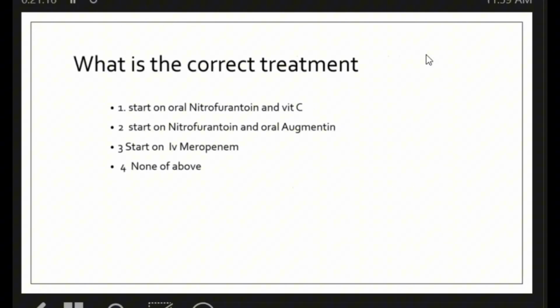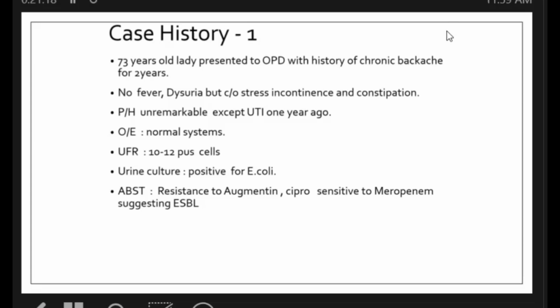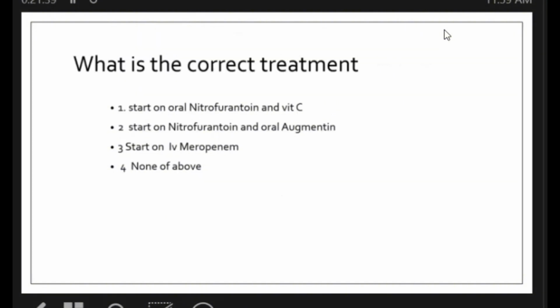What do you think? She's a 73-year-old lady, presenting with backache, not much urinary symptoms, but the UFR is positive for pus cells. They have pyuria and the culture is positive. And not only is the culture positive, it's an ESBL pattern. So what is the correct treatment?